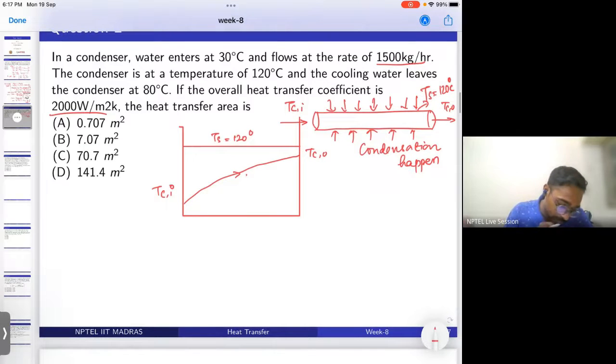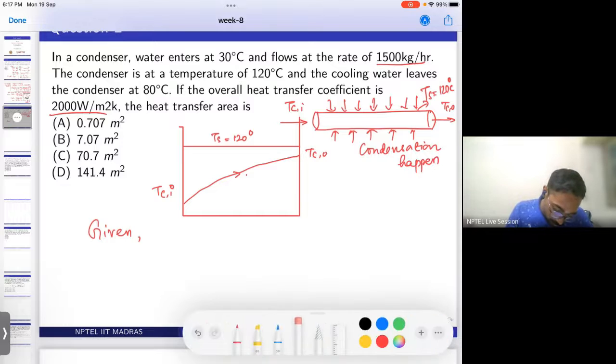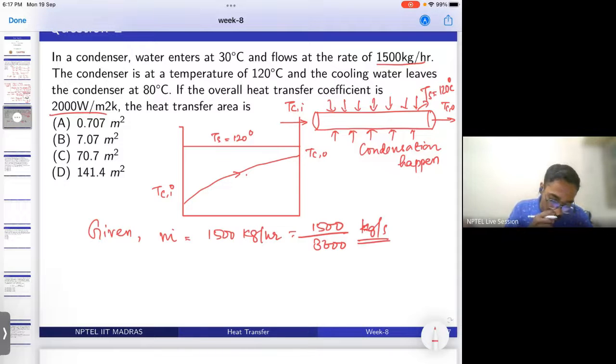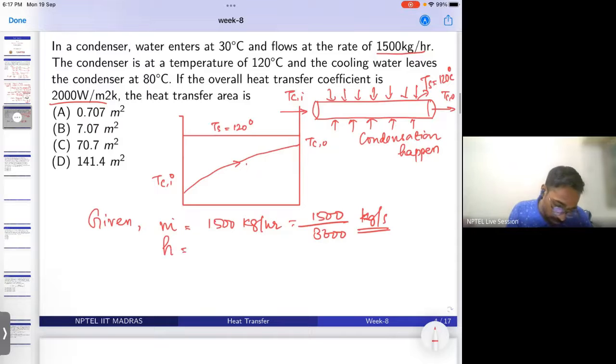So let's move on to the question. The given conditions: the mass flow rate is 1500 kilogram per hour. If we convert into kilogram per second, let's substitute at last. The heat transfer coefficient is also given, that is 2000 watts per meter square Kelvin. Tci is given as 30 degrees Celsius, and Tco is also given, that is 80 degrees Celsius.